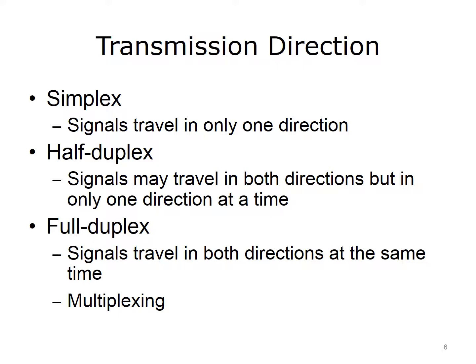Half-duplex means that data can flow in both directions, but only one direction at a time. An example is a CB radio. You can talk on the radio and listen on the radio, but only one of those things at a time.